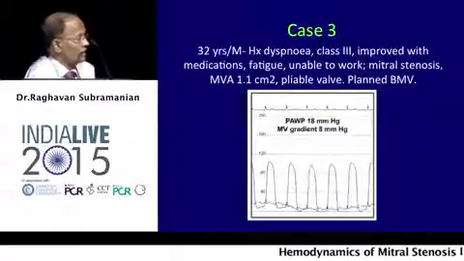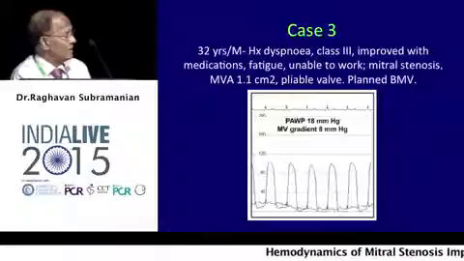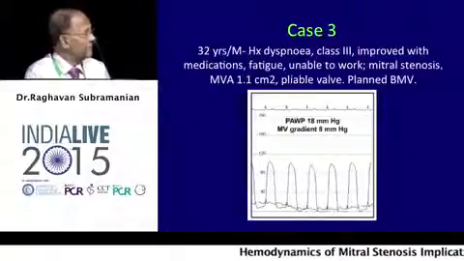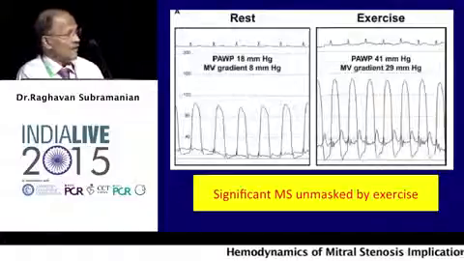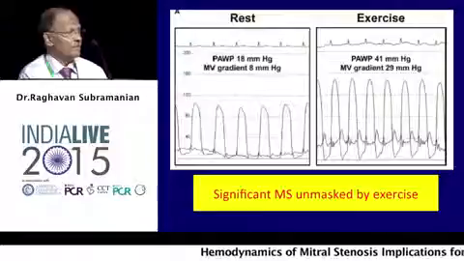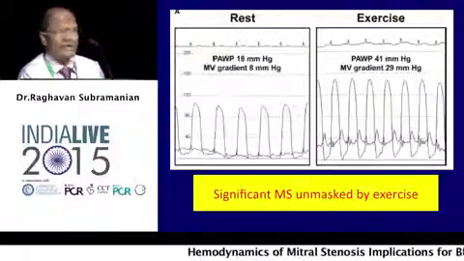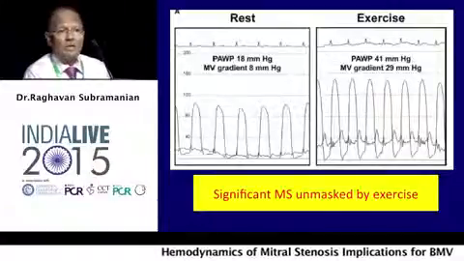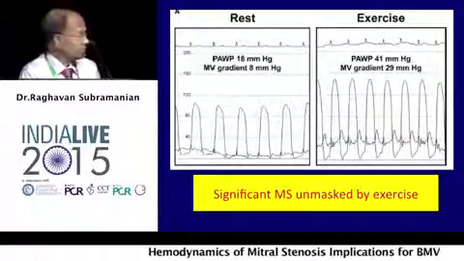Now this is what happened when you did exercise. The same patient who had a mitral valve gradient of 8 and a PA wedge pressure of 18, it went up to 29 gradient and a PA wedge pressure of 20, and mitral stenosis is much more clearly obvious. So exercise has a role in demonstrating significant mitral stenosis.